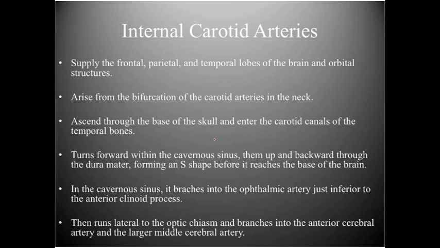So if we begin looking at the internal carotid arteries, we see that they supply the frontal, parietal, and temporal lobes of the brain and orbital structures. Notice that there is no occipital lobe here. They arise from the bifurcation of the carotid arteries in the neck, where the common carotid artery bifurcates into the internal and the external carotid artery. They ascend through the base of the skull and enter the carotid canals of the temporal bones. It turns forward within the cavernous sinus, then up and backward through the dura mater, forming an S shape before it reaches the base of the brain.